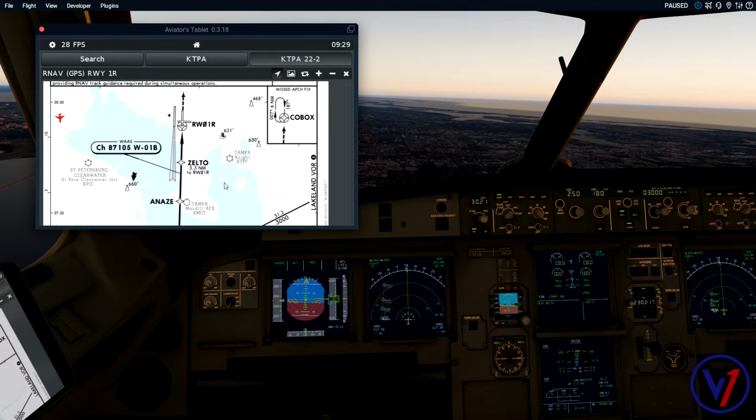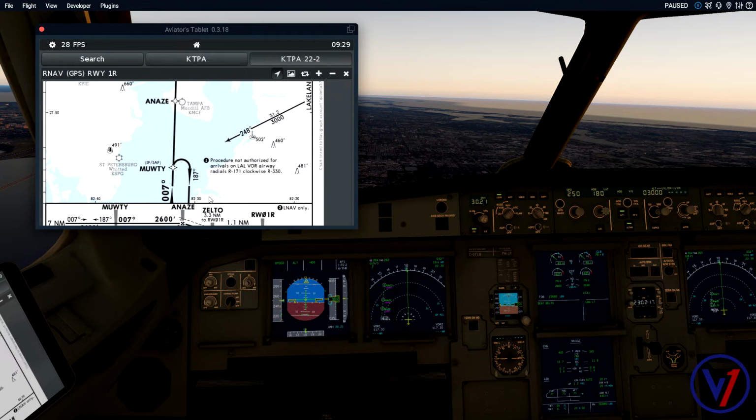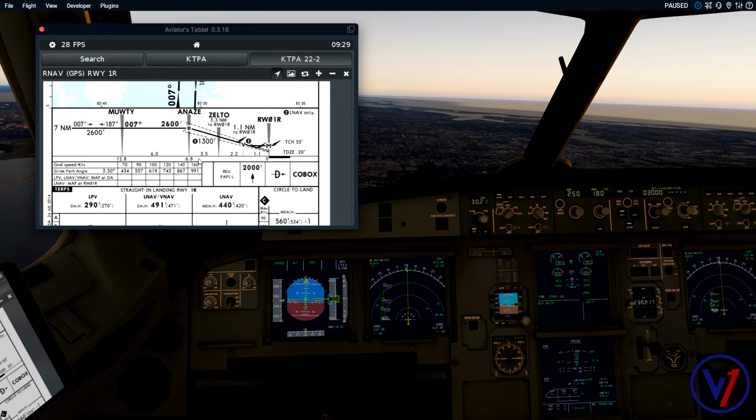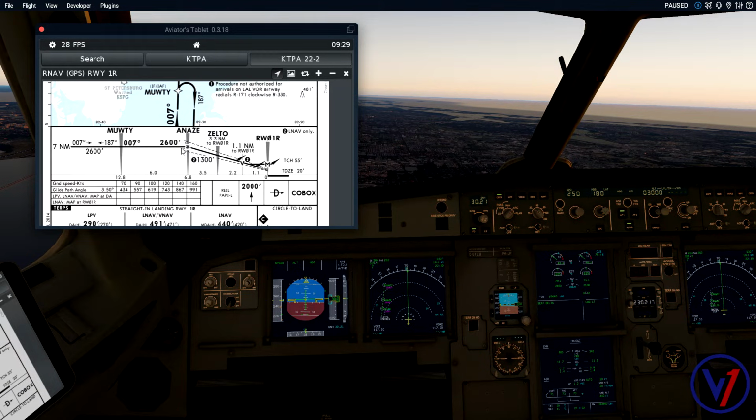Now, as we look over the chart, it looks very similar to any other precision approach that you may fly, whether it be an ILS or something like that. But where it gets a little different is down here when we look at this profile view. There are two terms that you need to learn the difference between. Some people use them interchangeably, which is totally incorrect. There are two terms when it refers to GPS approaches and ILS approaches that we need to keep separate.